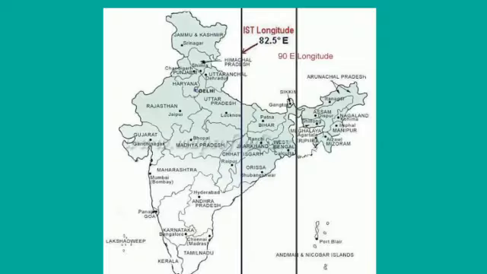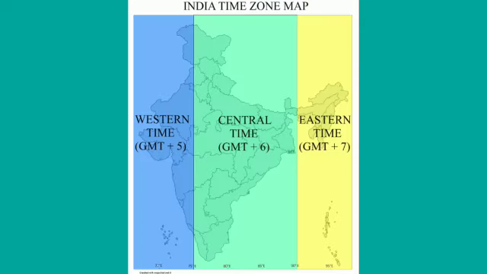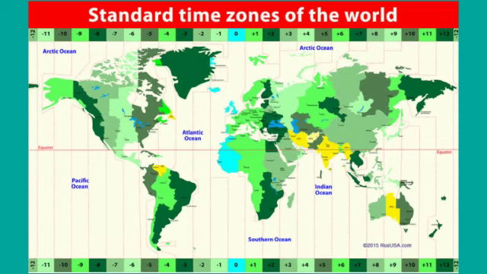So it is therefore necessary to adopt the local time of some central meridian of a country as the standard time for the country. In India, the longitude of 82 degrees east, or 82 degrees 30 minutes east, is treated as the standard meridian. The local time at this meridian is taken as the standard time for the whole country, and it is known as the Indian Standard Time.